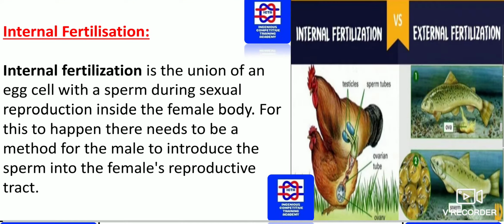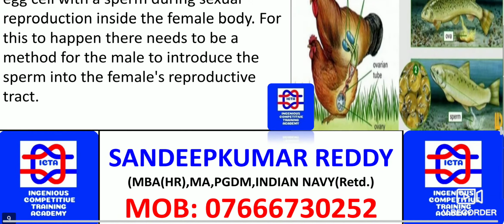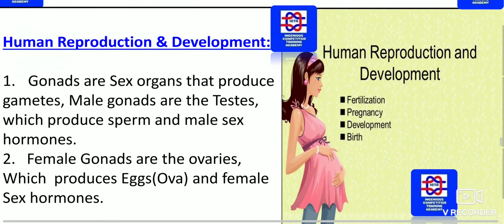And internal fertilization, as you can see to the right, is given here in the case of a hen. Internal fertilization is the union of an egg cell with a sperm during sexual reproduction inside the female body. For this to happen, there needs to be a method for the male to introduce the sperm into the female's reproductive tract. This is what happens during internal fertilization when a cock and hen mate together.